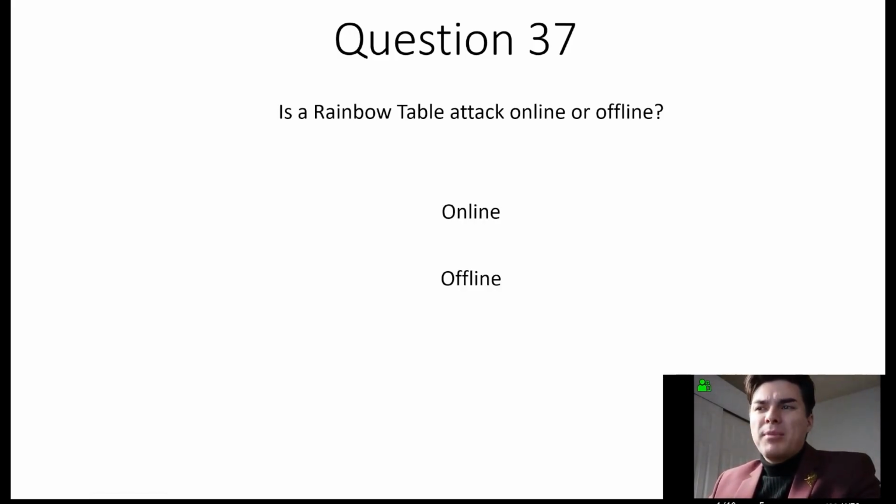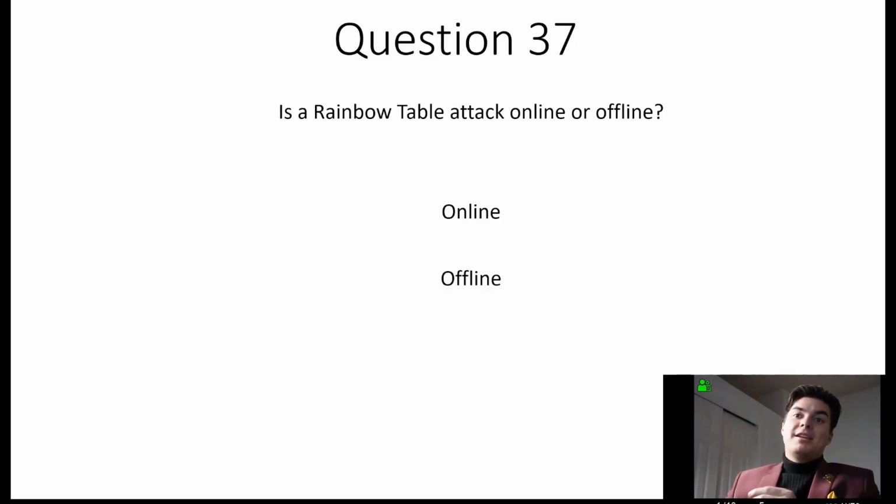37. Is a rainbow table attack online or offline? A rainbow table attack is offline. How that works is, whenever you are logging into, let's say, Amazon.com, and you put your username in and then your password, they don't store your password, because that would be dangerous if somebody got hold of your username and password within their database. So what they do is take that password, add the salt to it, run it through a hash, and that's how they store it in their database. When you do log in, they're able to verify and authenticate you.